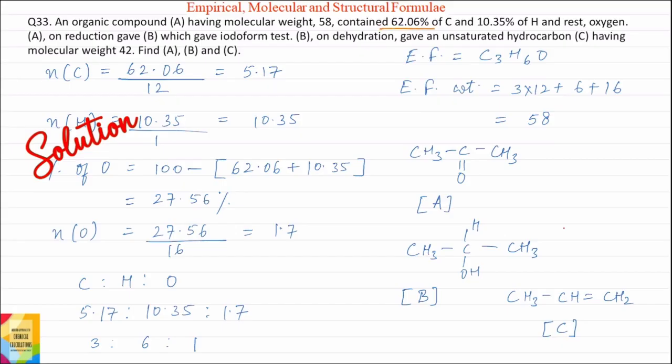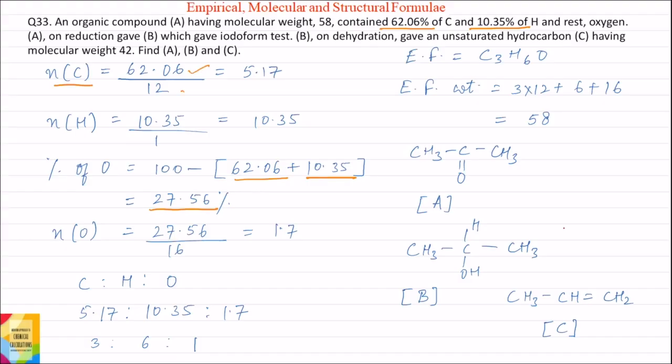Percentage of carbon given है 62.06%, percentage of hydrogen given है 10.35%, तो percentage of oxygen हो जाएगा 100 minus percentage of carbon plus percentage of hydrogen and this is equal to 27.56%. Now moles of carbon होगा percentage of carbon divided by atomic weight of carbon, तो moles of carbon हो गया 5.17 moles. Moles of hydrogen is equal to percentage of hydrogen divided by atomic weight of hydrogen. So moles of hydrogen is 10.35. Moles of oxygen is equal to percentage of oxygen divided by atomic weight of oxygen. So moles of oxygen is equal to 1.7.